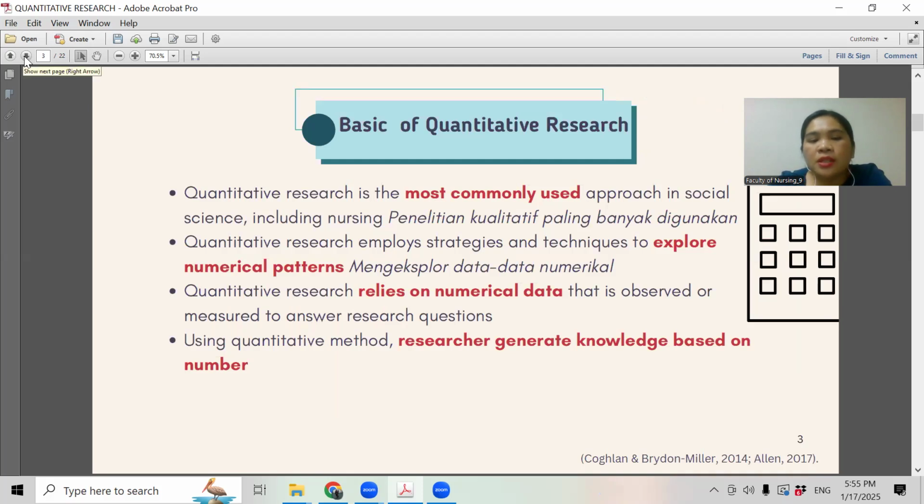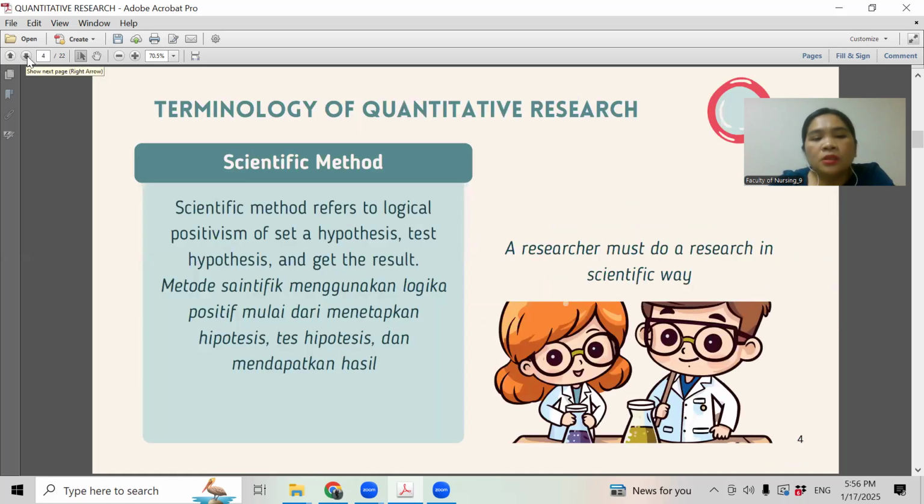So quantitative research is the most commonly used in social science, including in nursing. Nurses usually employ strategies and techniques to explore number patterns that happen in nursing's area. And the quantitative, like the name is quantitative, relies on numerical data. Based on that data, the researcher will gather the knowledge and produce a new idea, a new knowledge for nursing.